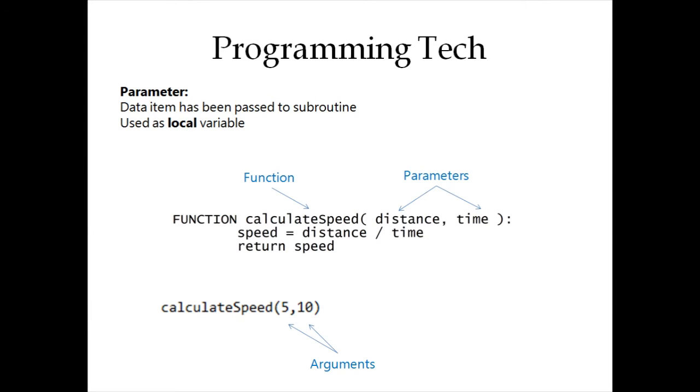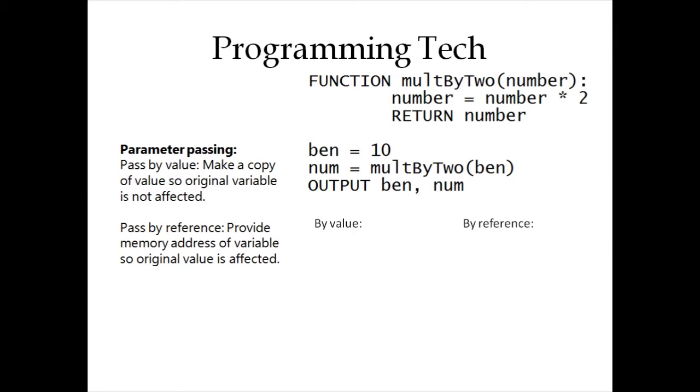A parameter is a data item that has been passed to the subroutine. They are used as local variables. They are not to be confused with arguments, which are the original values that are passed to the subroutine. Parameters can be passed by value, where a copy of the argument's value is used so the original value isn't affected. It can also be passed by reference, where the memory address is passed instead. The effects of passing by value or by reference is shown to the right.